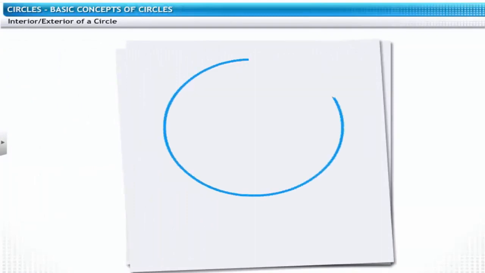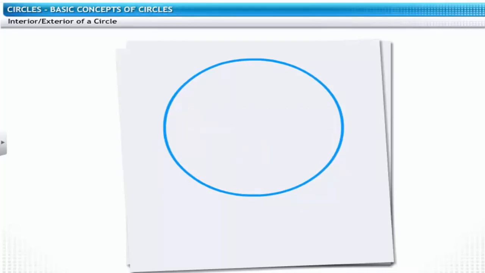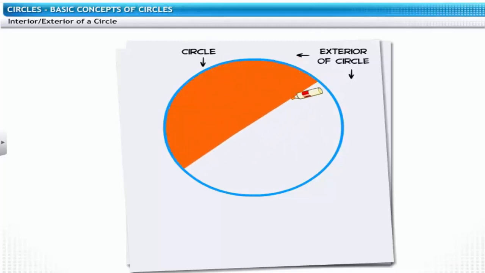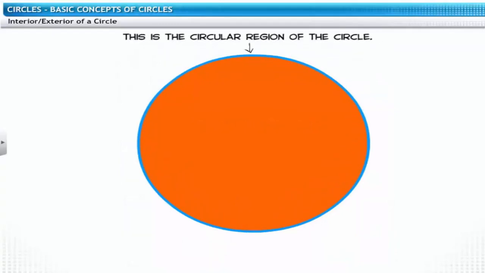Let's draw a circle on this piece of paper. How many parts does the paper get divided into? A circle divides a paper into 3 parts. The area outside the circle, that is, the exterior of the circle, the circle itself, and the area inside the circle, that is, the interior of the circle. The circle and the interior area together comprise the circular region occupied by the circle.